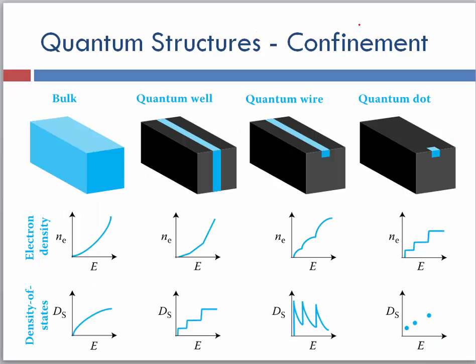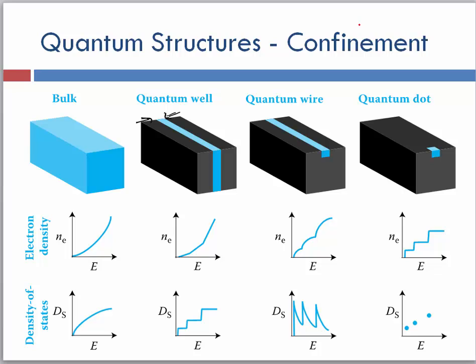Well, let's talk about quantum confinement and quantum structures. If we have a large volume, a bulk, we can try to confine an electron in this large volume. We can confine it in the x direction, the y direction, and the z direction. If we confine its width here, then we have what we'd call a quantum well.